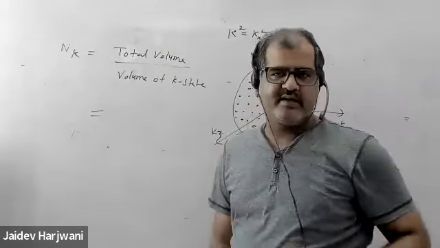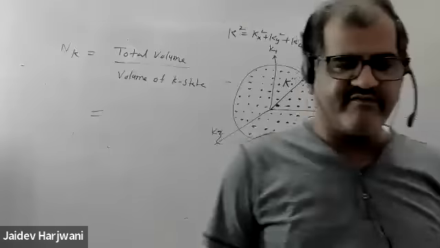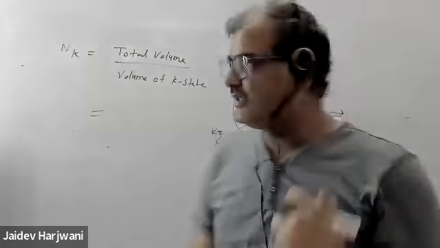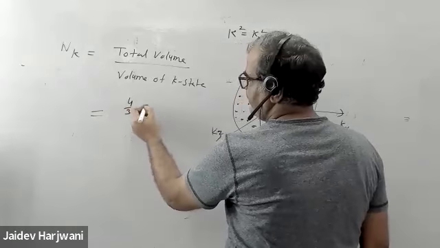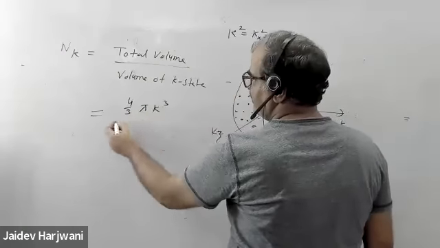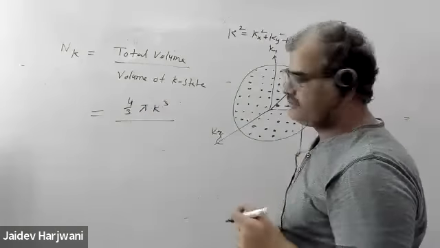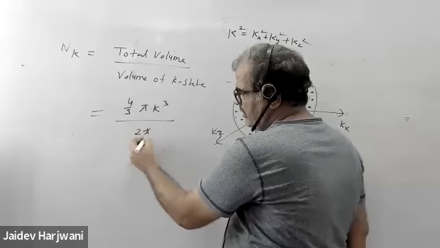What is the volume of this sphere? 4/3 π k³. Okay, very good. The volume of this is 4/3 π k³, and the volume of one k state is how much? (2π/L)³.